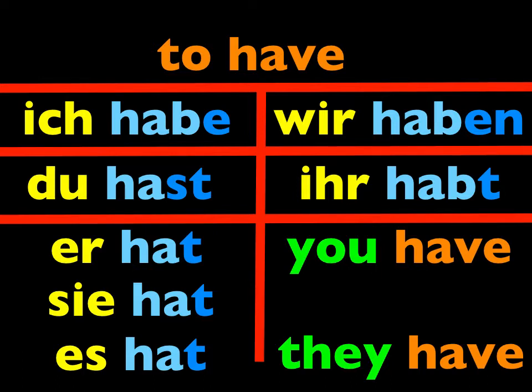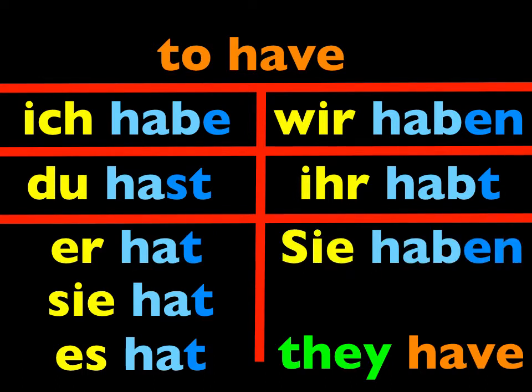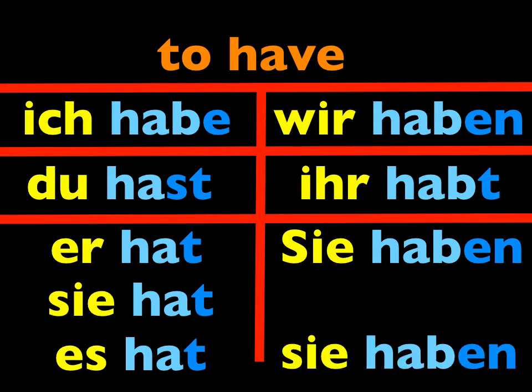Repeat how to say you have when talking to one or more persons formally. Sie haben. Repeat how to say they have. Sie haben. Notice that it's the same as you have above, but it's not capitalized. It sounds the same, but it is understood in context when talking with someone.